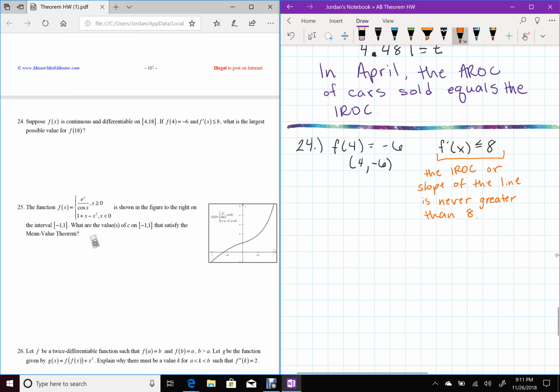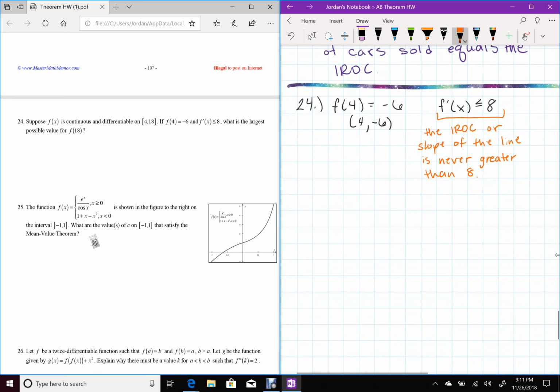It's equal to 8 at some point, but it's never greater than it. Since we have this point, and we know the IROC is never greater than this, we can determine the absolute max by creating an equation of a tangent line to the point 4, -6.